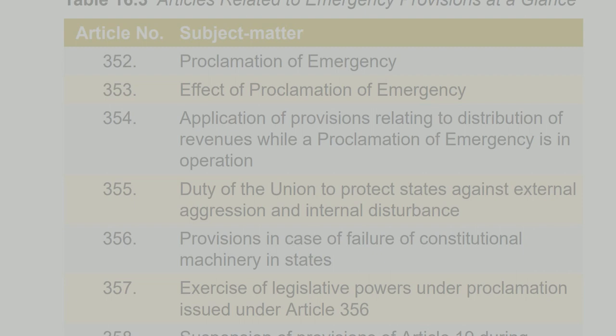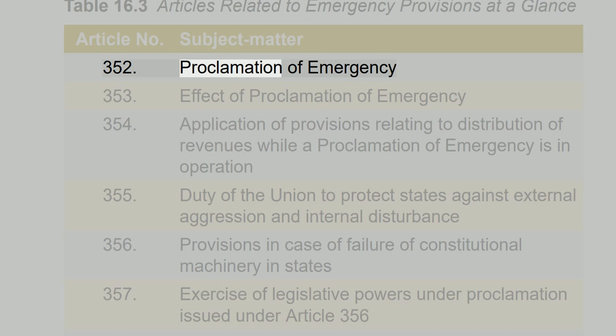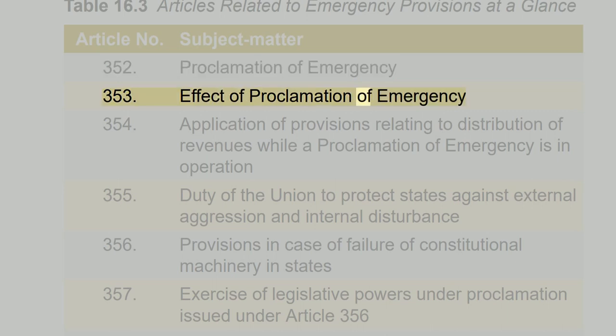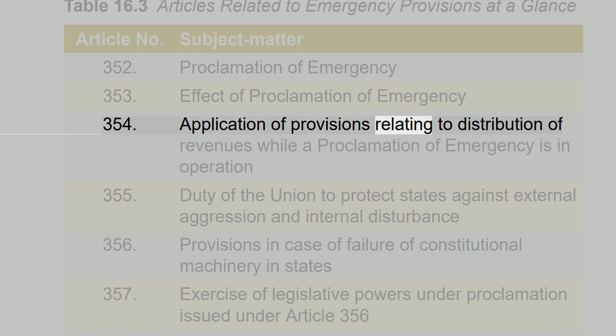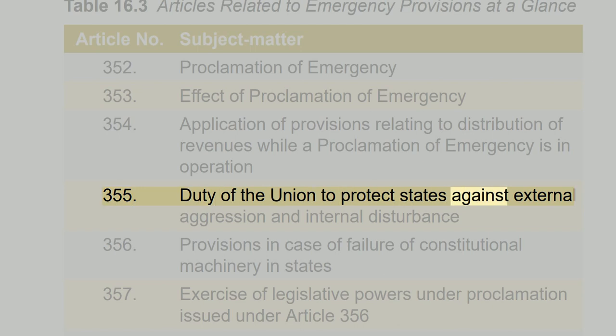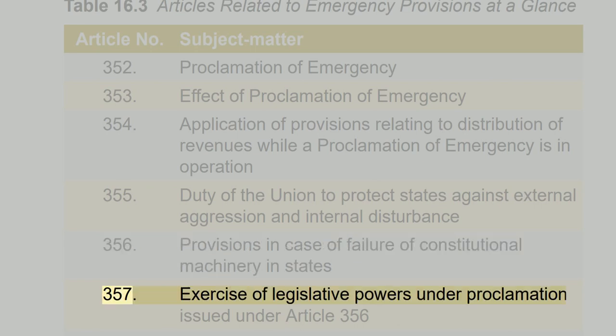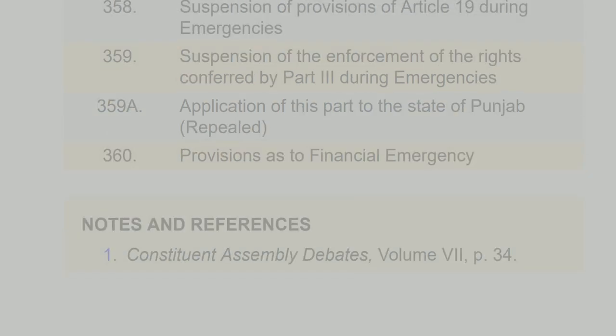Table 16.3 Articles related to emergency provisions at a glance. Article number, subject matter. 352. Proclamation of emergency. 353. Effect of proclamation of emergency. 354. Application of provisions relating to distribution of revenues while a proclamation of emergency is in operation. 355. Duty of the Union to protect states against external aggression and internal disturbance. 356. Provisions in case of failure of constitutional machinery in states. 357. Exercise of legislative powers under proclamation issued under Article 356. 358. Suspension of provisions of Article 19 during emergencies. 359. Suspension of the enforcement of the rights conferred by Part 3 during emergencies. 359A. Application of this part to the state of Punjab, repealed. 360. Provisions as to financial emergency.